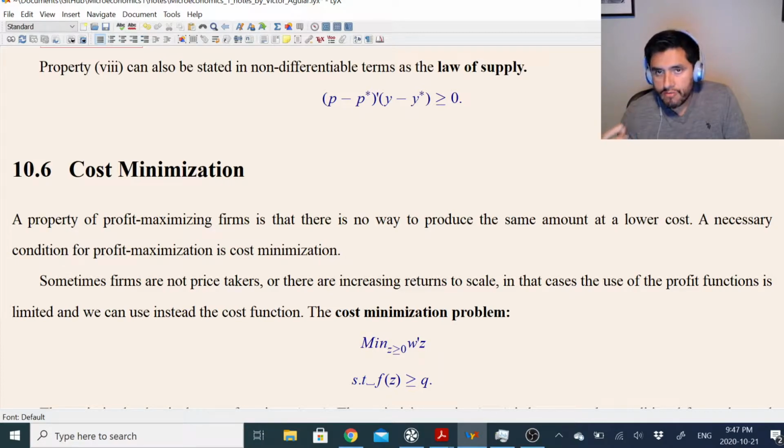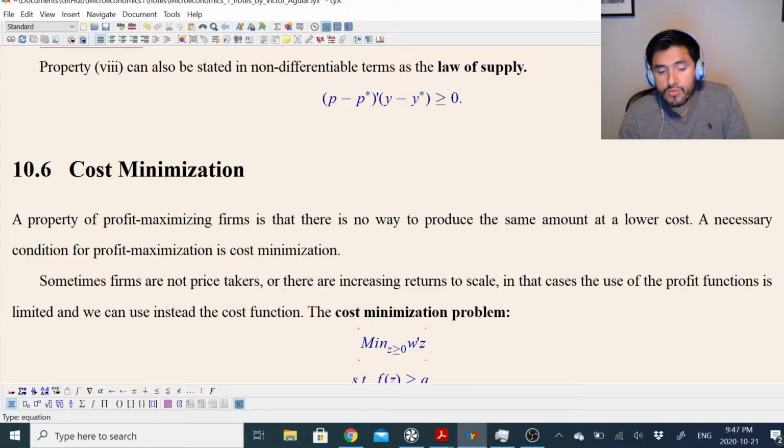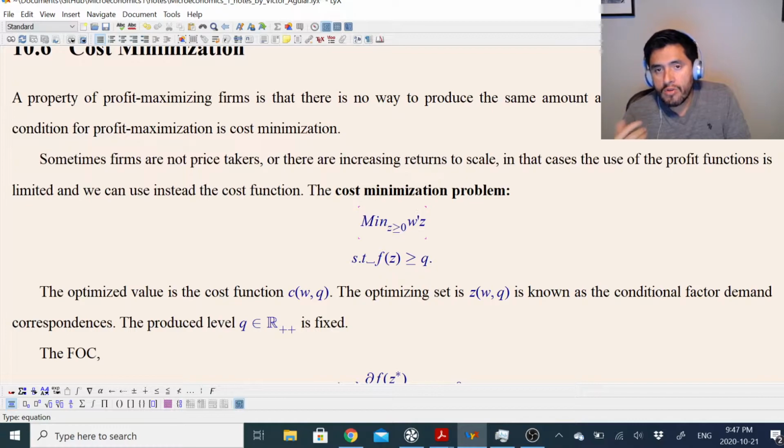So the cost minimization problem for the case of one output is basically: minimize the cost, which is the multiplication of the cost of inputs, or W, which is the price of each input, times the quantity of inputs. Here we know that our convention is that Z is a positive quantity. And then subject to the production function evaluated at the input level being greater than or equal to Q. So remember that in our notation, the production function is evaluated at the positive quantity of inputs, and this will tell you the production possibility frontier. And you're telling me that I want to find the minimal cost that produces at least a quantity Q.